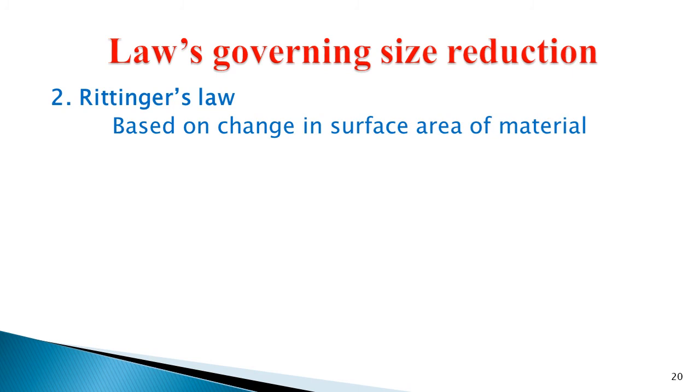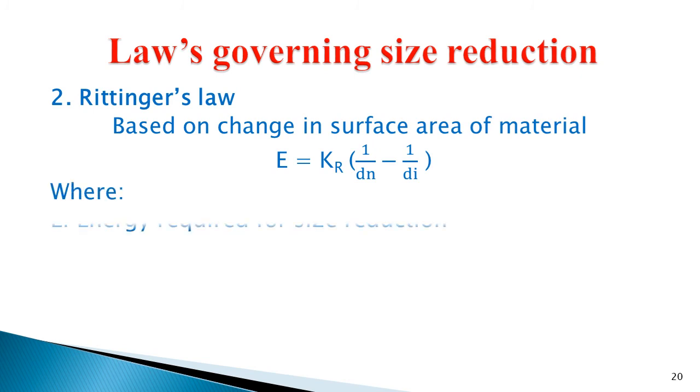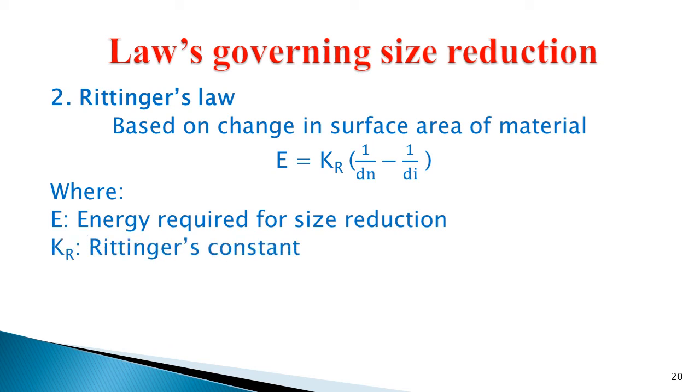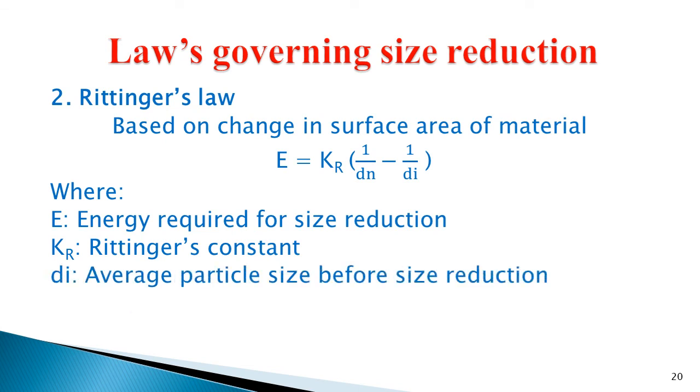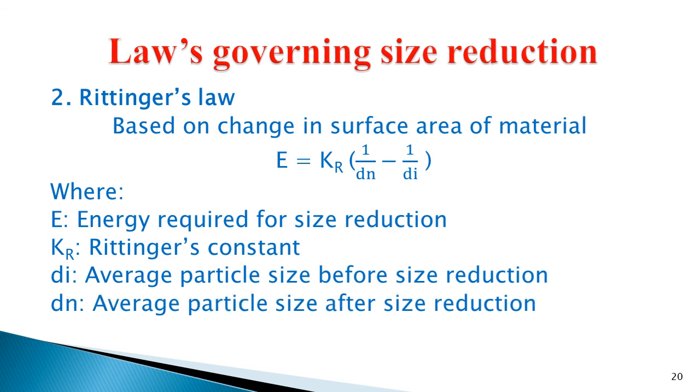So mathematically we can explain it. E is equal to Kr (1 upon dn minus 1 upon di), where E is energy required for size reduction, Kr is Rittinger's constant, di is average particle size before size reduction, and dn is average particle size after size reduction.